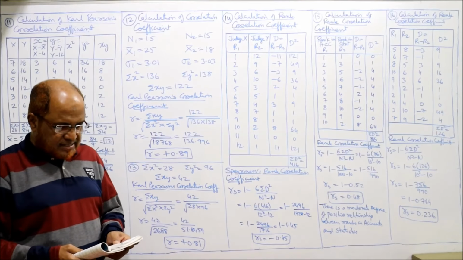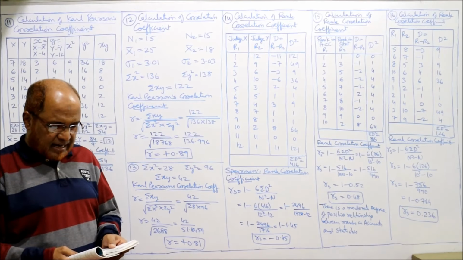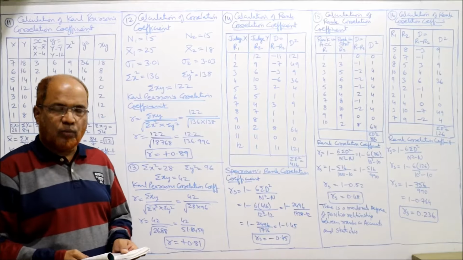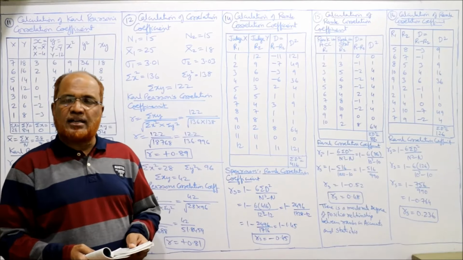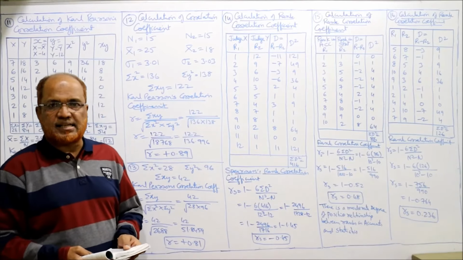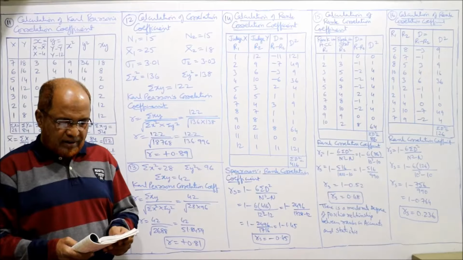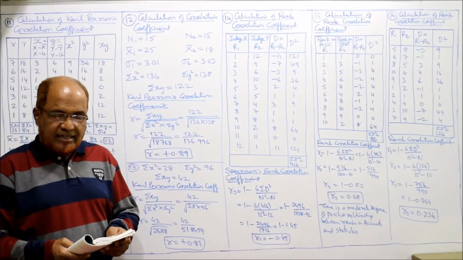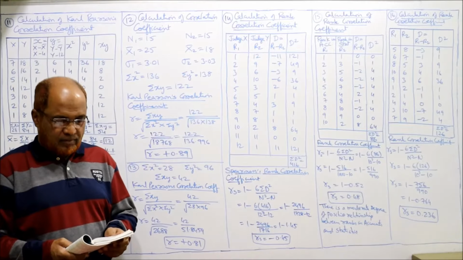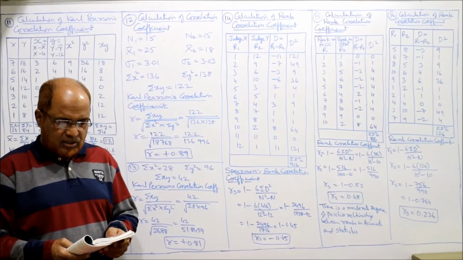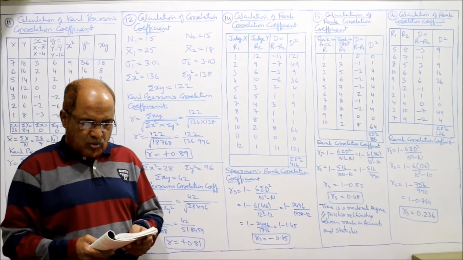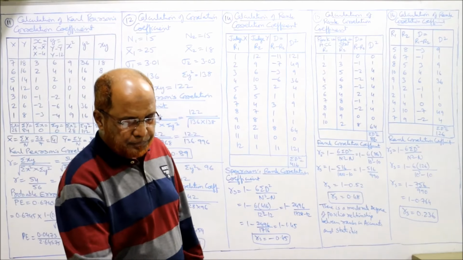The ranks of the same 10 students in test in accountancy and statistics are given below. The test was conducted for accountancy and statistics and ranks are given. Ranks in accountancy are 1, 2, 3, 4, 5, 6, 7, 8, 9, 10. So 10 students, 10 marks are given. And ranks in statistics 1, 3, 5, 6, 7, 4, 8, 10, 9, 2. Calculate the rank correlation coefficient and comment on the value.